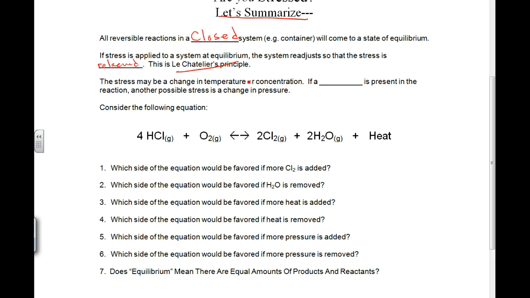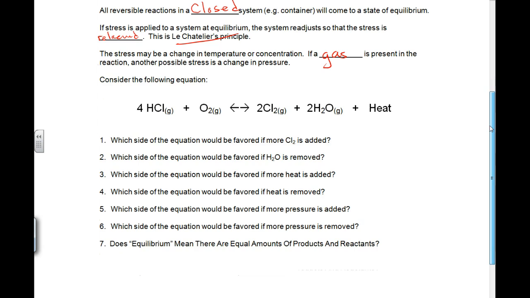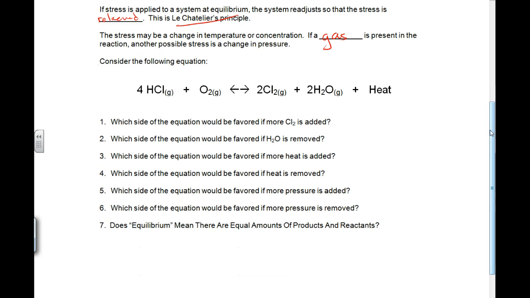The stress may be a change in temperature or concentration. If a gas is present in the reaction, another possible stress is a change in pressure. Consider the following equation. All right, this has all of them combined. 4HCl plus O2 goes to 2Cl2 plus 2H2O plus heat. All right, so we have gas.